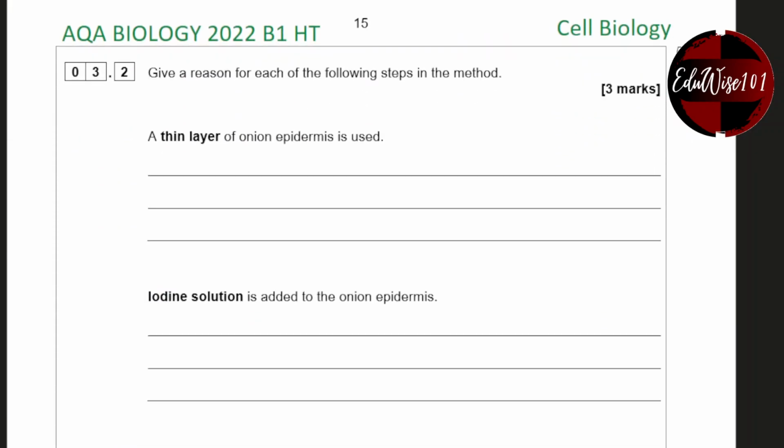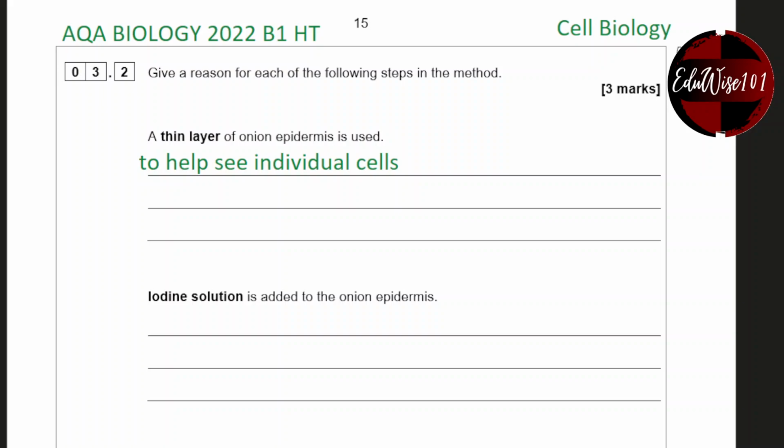Next part, 3.2. Give a reason for each of the following steps in the method. A thin layer of onion epidermis is used. Why would you want to use a thin layer? So that you can see individual cells. Now, if you have a thick layer, you're not going to be able to see a clear image of the cell. So you really want to just have one layer of cells to see it clearly.